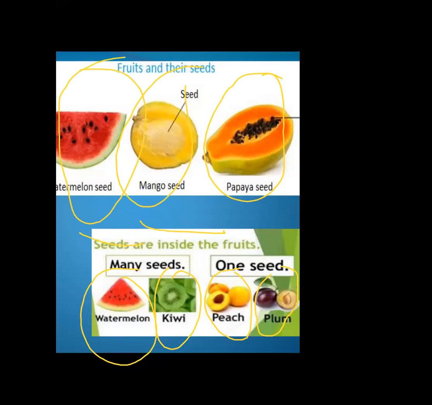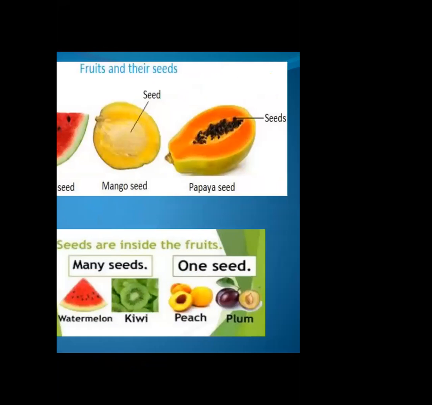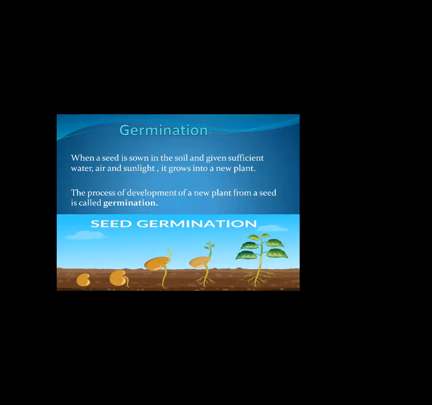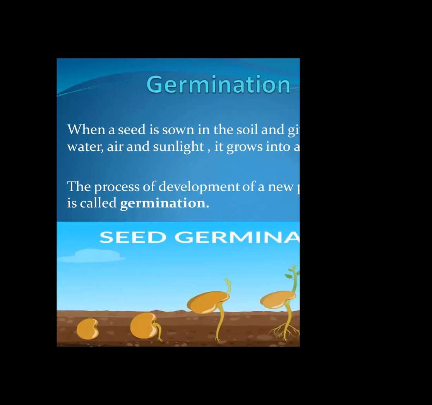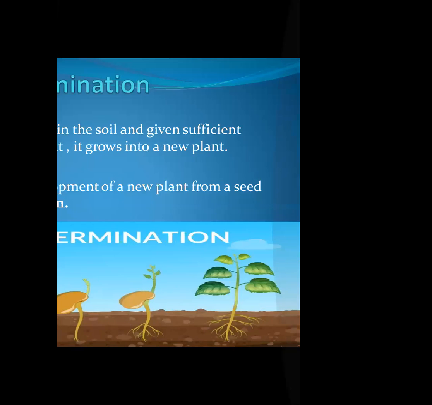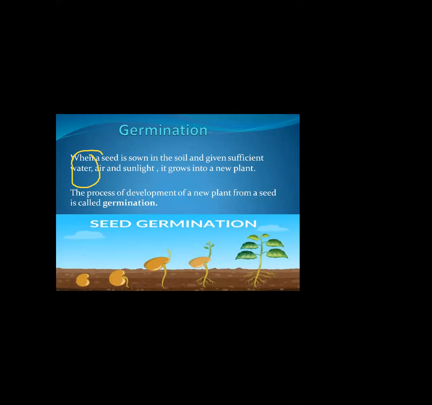Okay, now why are there seeds inside fruit? What is the role of a seed in a plant? Now, see, why do we require seed? Because when a seed is sown in the soil, and you give it sufficient water, air and sunlight, it grows into a new plant.